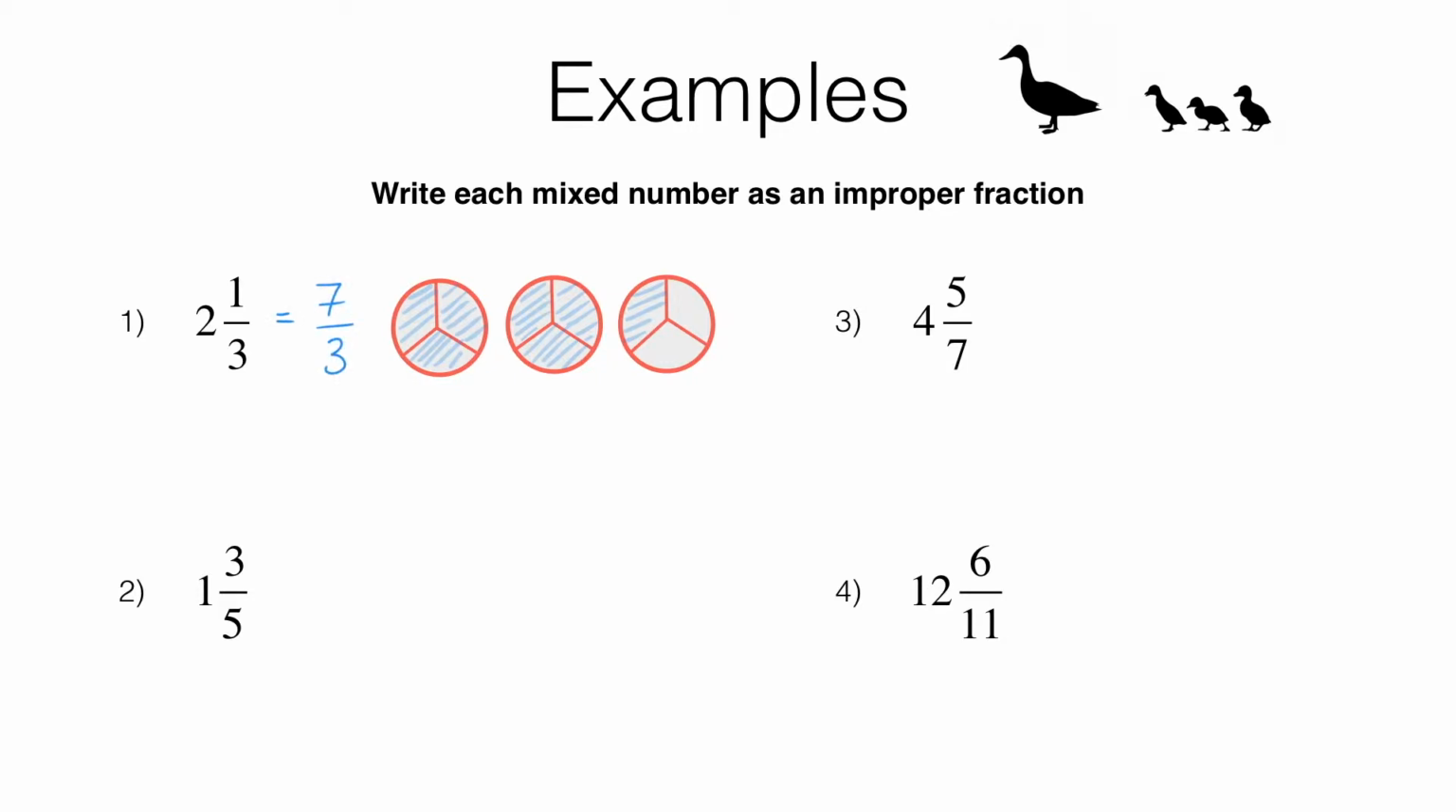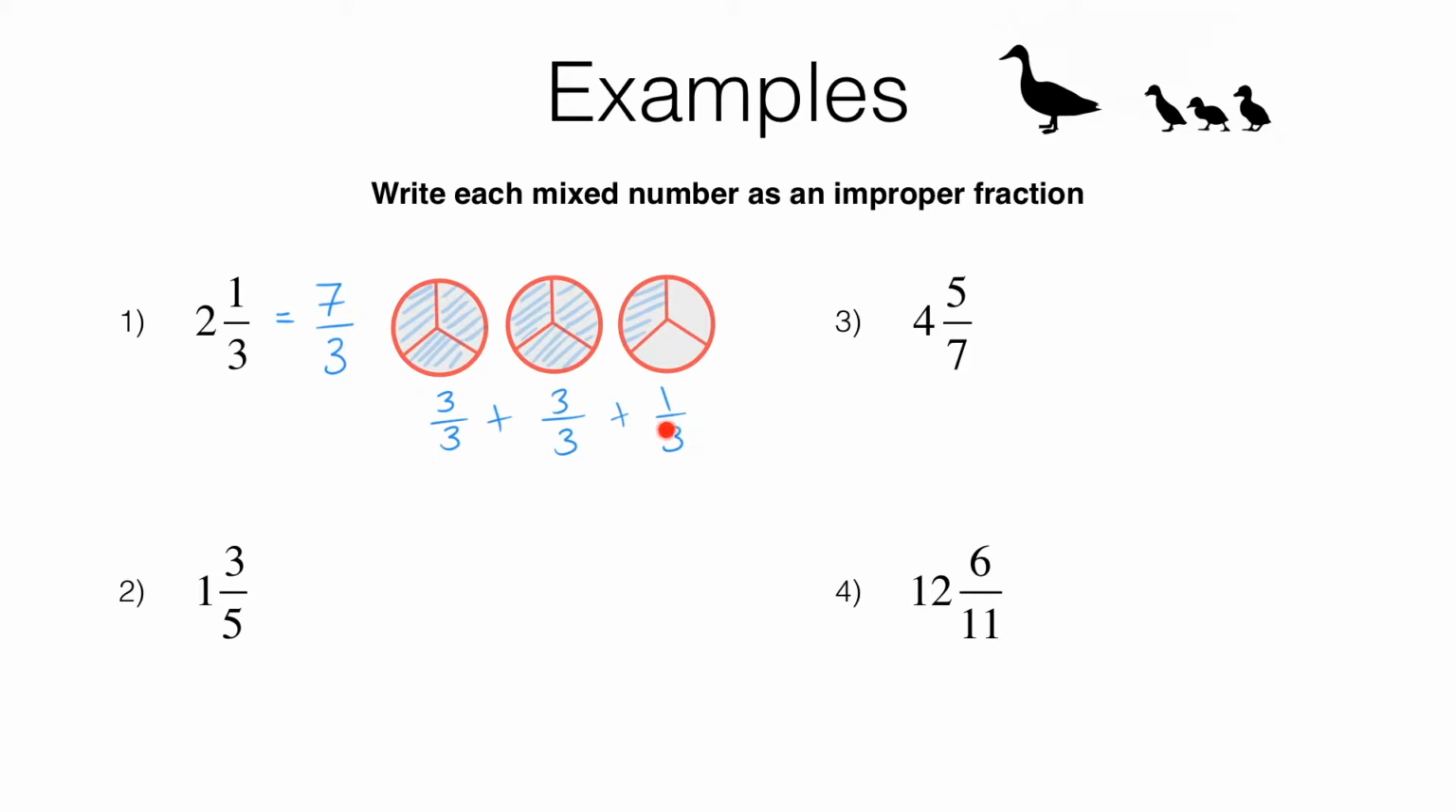Ideally, it would be good if we could get this answer without having to draw out a diagram like this, and we can. What we need to do is spot that we are dealing with thirds, that's the denominator of this fraction here, and think about how many thirds there are in the 2 wholes. There are 3/3 in this whole, 3/3 in this whole, and then we've still got the 1/3 to add on at the end. So we can think of 2 and 1/3 as 3/3 plus 3/3 plus 1/3.